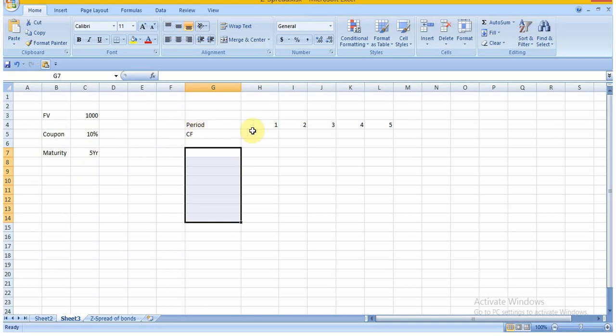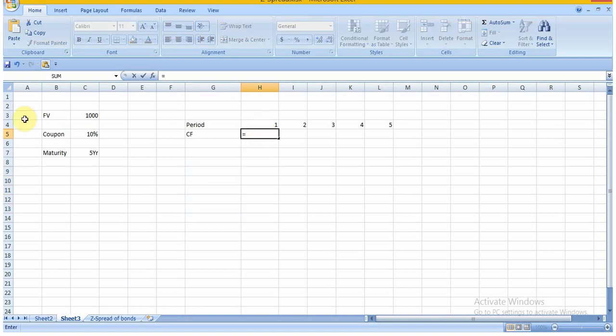Here I'm going to plot the cash flows of the bond over a period of time, and the cash flows will be face value multiplied by coupon payment. This cash flow is going to be from year 1 to year 4. In year 5, the investor will get coupon payment plus the face value of the bond.